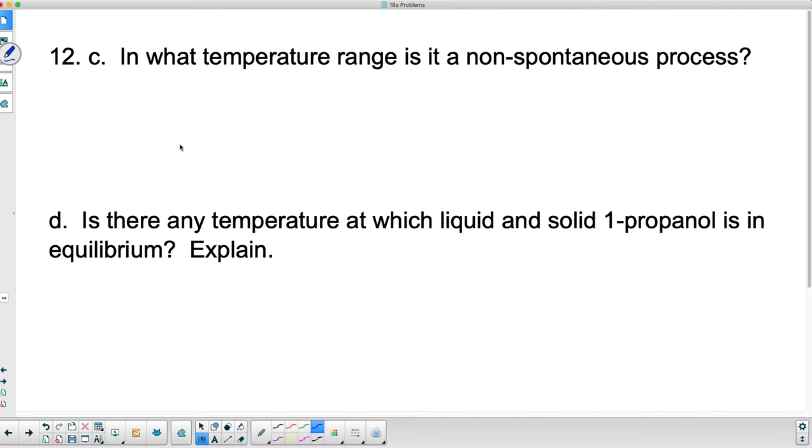In what temperature? Let me see if I can set my watch. Sorry.